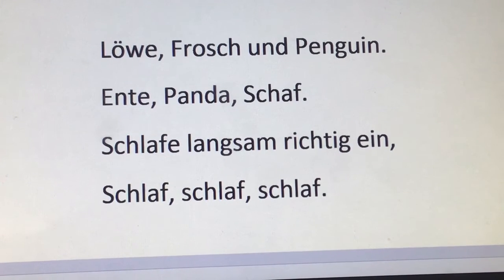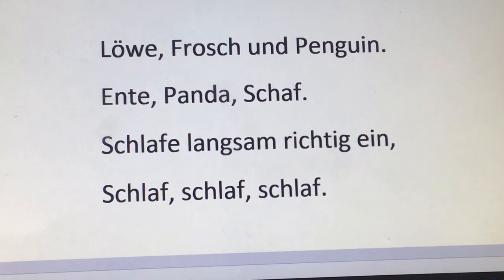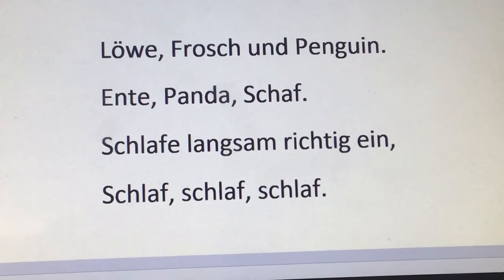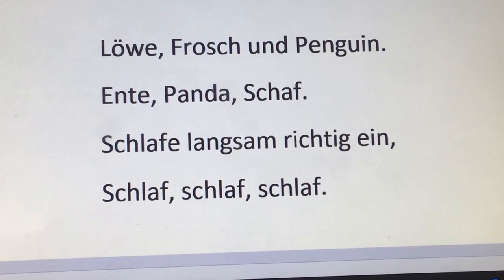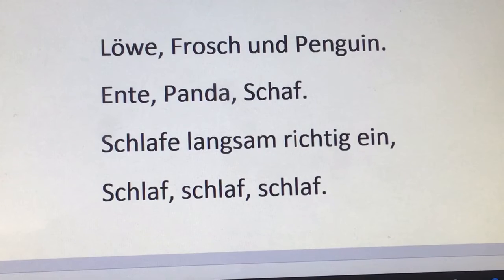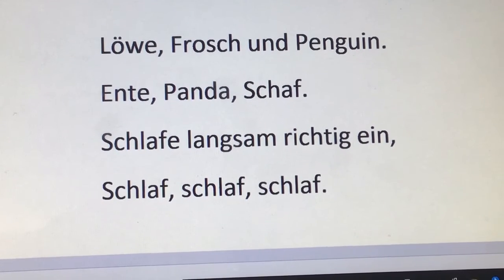Schlafe means to sleep. Langsam is slowly. Richtig means a deep sleep. Ein means to fall into a deep sleep.